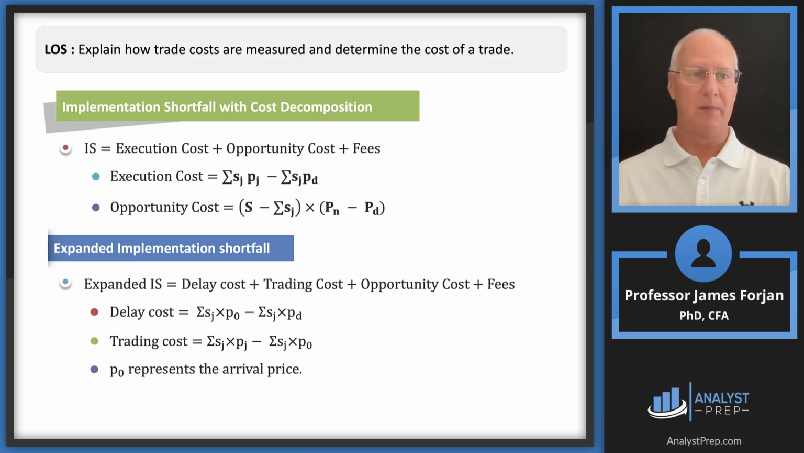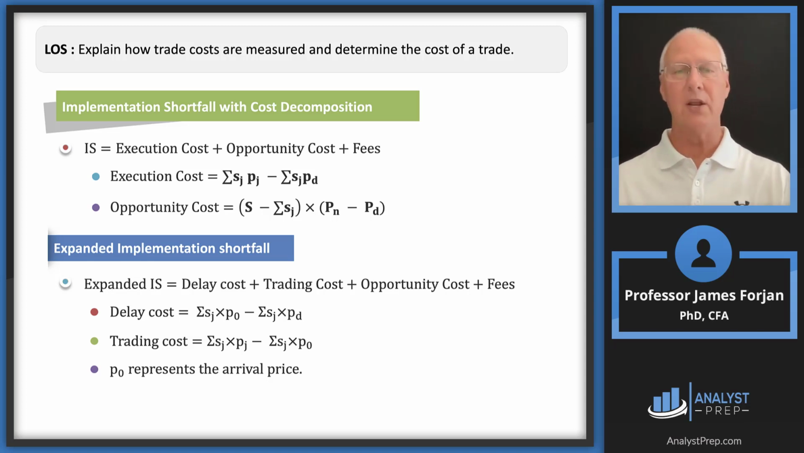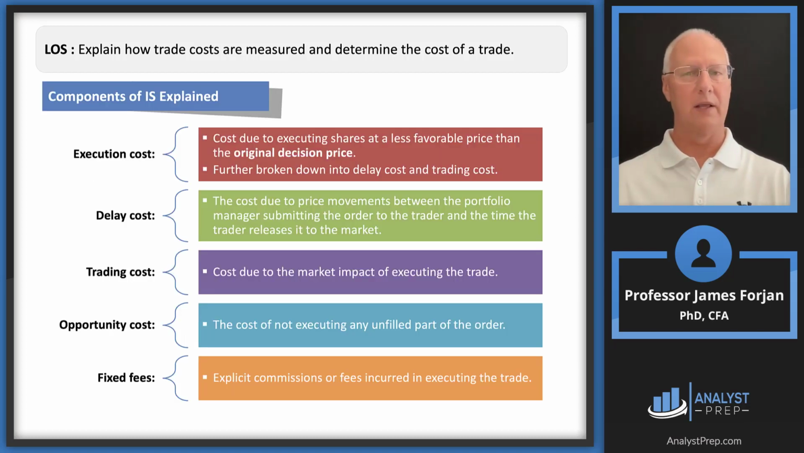Now, before we get into an example, let's go ahead and break down implementation shortfall into some of its components. And you can do this two ways. You can look at that first one under the green box. You can take the opportunity costs and add the fees, and then add a general execution cost. But look at the expanded implementation shortfall equation. You continue with the opportunity costs and the fees, but then you break that execution cost down into delay and a trading cost. Once again, notice that there are a bunch of summations in there, so we'll have to go ahead and get our calculator out and add.